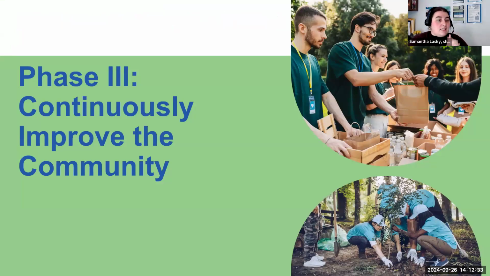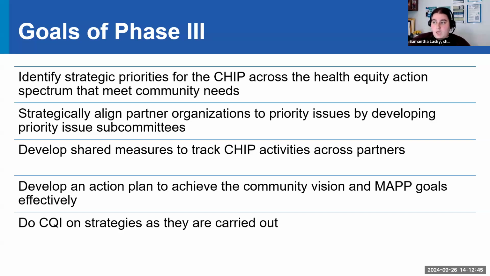So that is essentially, you've gone through, you've identified themes, you started building out priorities, all these great things. That's how you get into phase 3, which is continually improving the community. So the goals of phase 3 are to identify strategic priorities for the CHIP across the health equity action spectrum that meet your community's needs, strategically align with your partner organizations by developing issue subcommittees, develop shared measures to track activities, develop an action plan to achieve the community vision and goals, and do continuous quality improvement on strategies as they are carried out throughout the process.